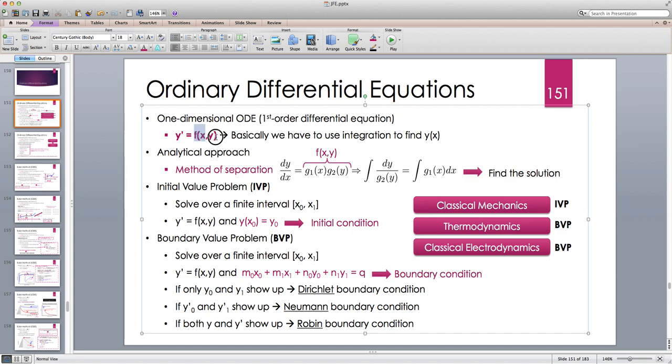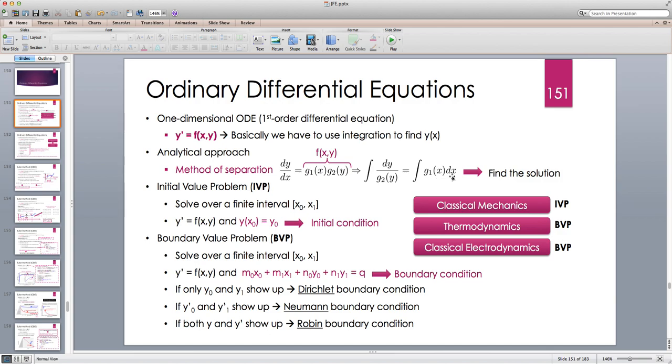If f of x and y can be separated into the multiplication of two functions, the first one, g1 of x, is only a function of the x variable, and the second function, g2 of y, is only a function of y, then we can separate x and y. So we bring g2 to the left and dx to the right. We end up with dy over g2 of y equals g1 of x dx.